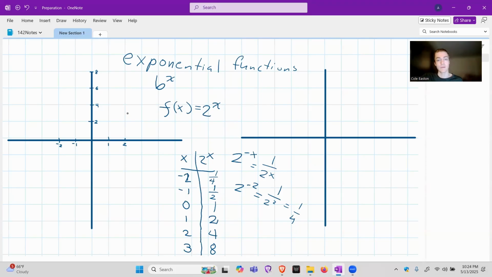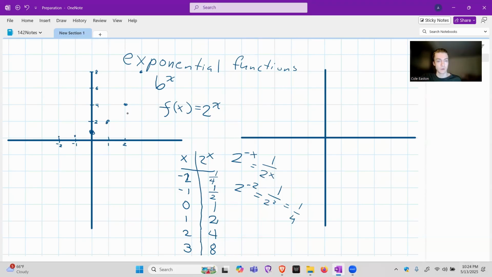So let's go ahead and graph this. So at 0, we should have 1. Notice I've changed my y-axis scale again. So 1 gives me 2. 2 gives me 4. 3 will give me 8. And then as we move in this negative direction, negative 1, that is 1/2, right there.